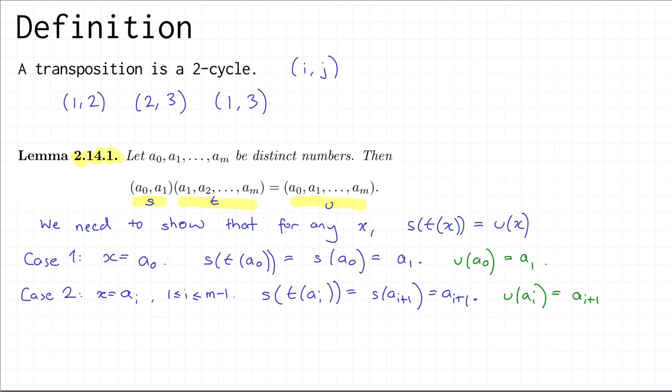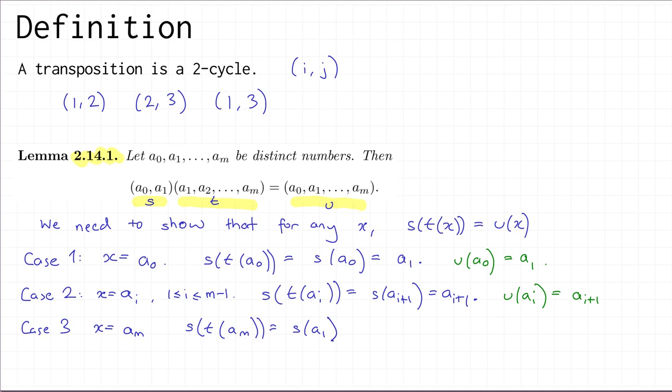Okay, case 3. So what would happen if we were at the end of the cycle? So what happens if x is am? Okay, S of T of am is what? Well, T of am, if you look at T, am is at the end of the cycle there. So T sends am back to the start of the cycle. It sends it to a1.